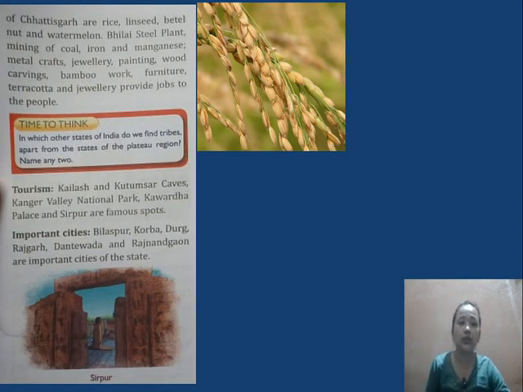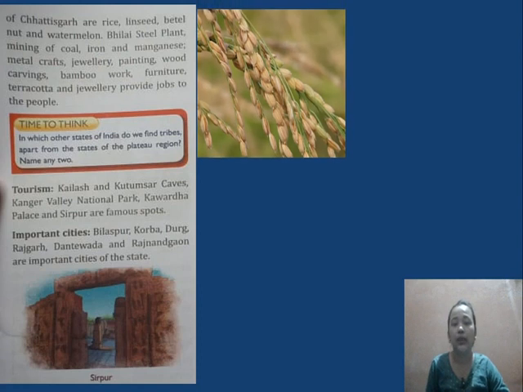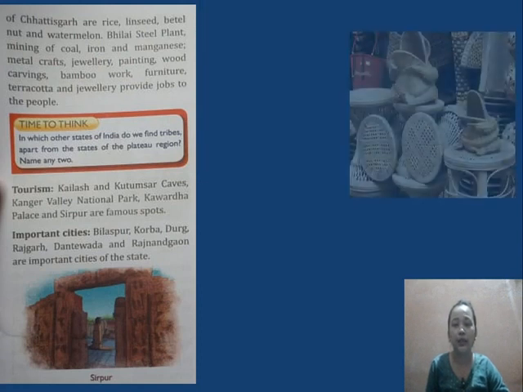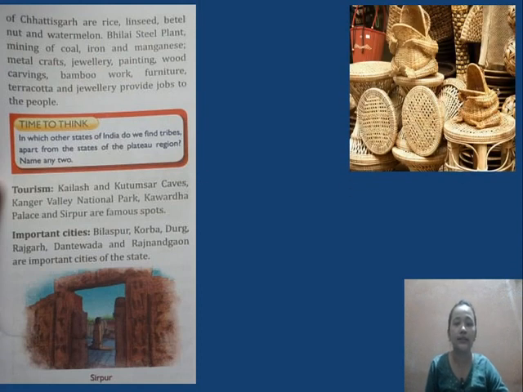So what are the main things? Crafts, jewelry, painting and carving. Mostly the people make things out of bamboo, as you can see in the image. Because of these things, the people are getting jobs.